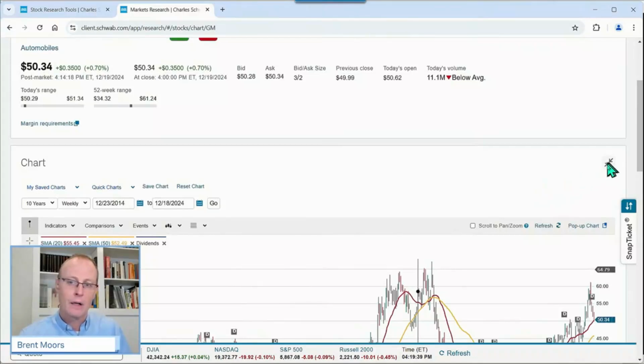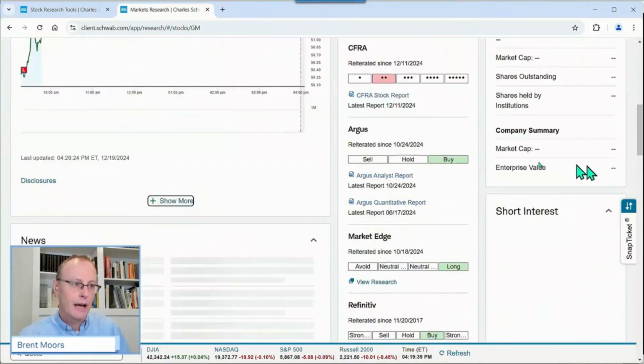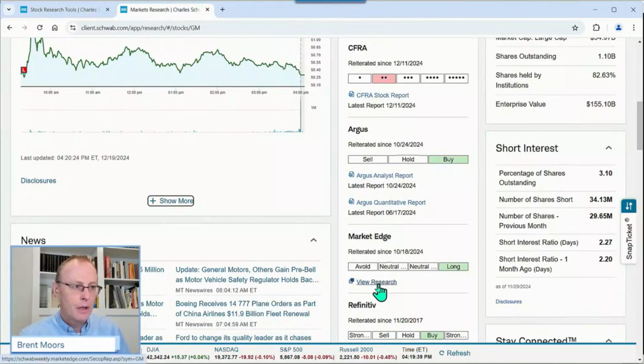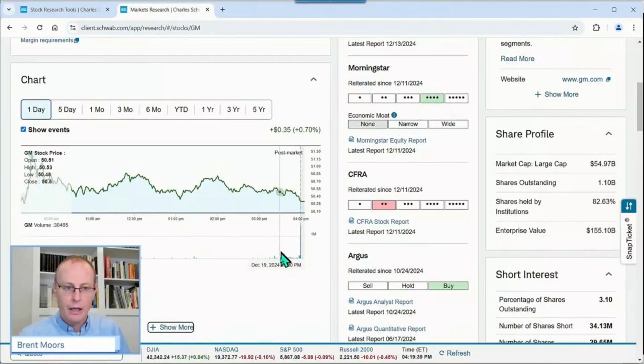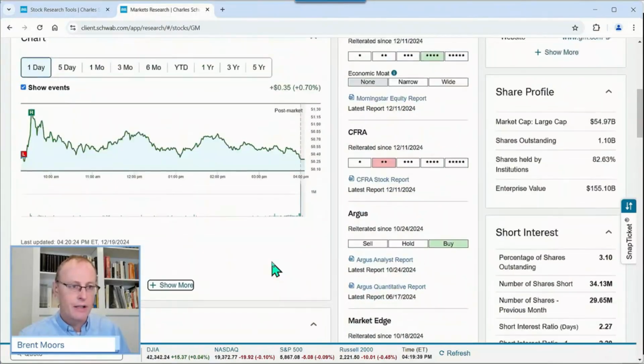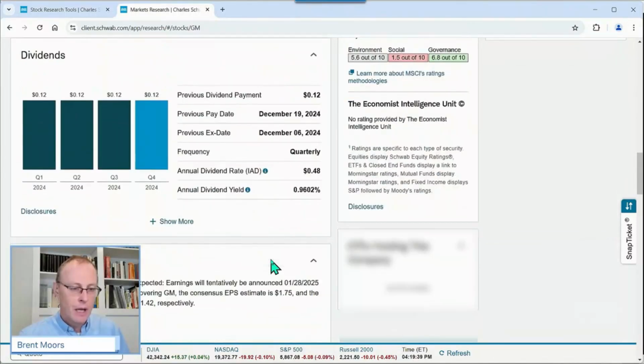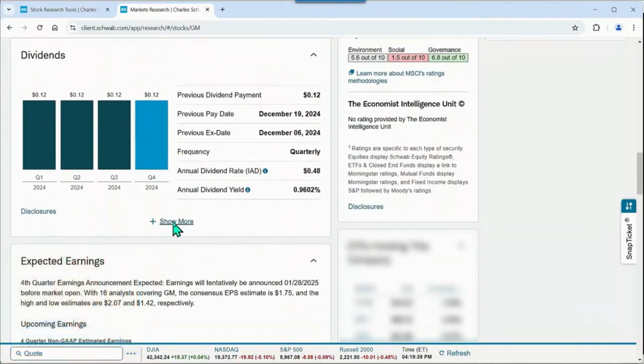Well, let me go back. I'm going to click on these little arrows here. Okay. So let's go on and let's go to the dividend section, which is going to be down here. Now, with all these sections, one thing I would mention is if you click on show more, you're going to get more detail on that.